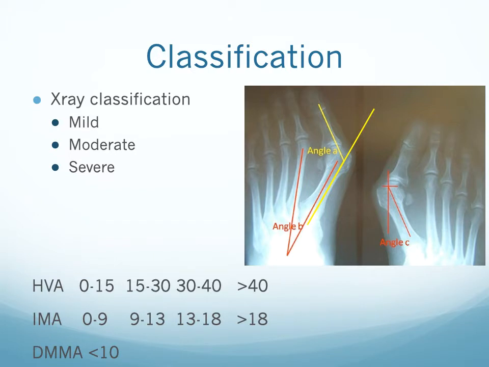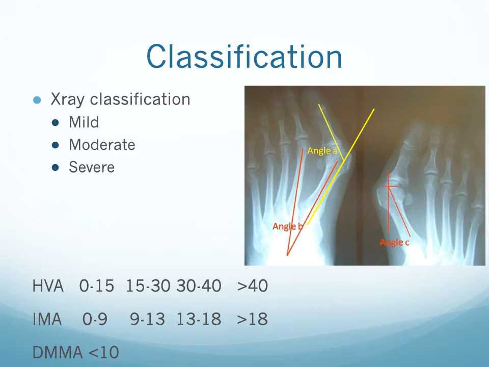When you look at your classification, if you play tennis, then you already know this. A hallux valgus angle, that's angle A in the picture, 0 to 15 is normal, 15 to 30 is mild, 30 to 40 is moderate, and more than 40 is severe. Looking at the intermetatarsal angles, angle B, 0 to 9 is normal, 9 to 13 is mild, 13 to 18 is moderate, and more than 18 is severe.